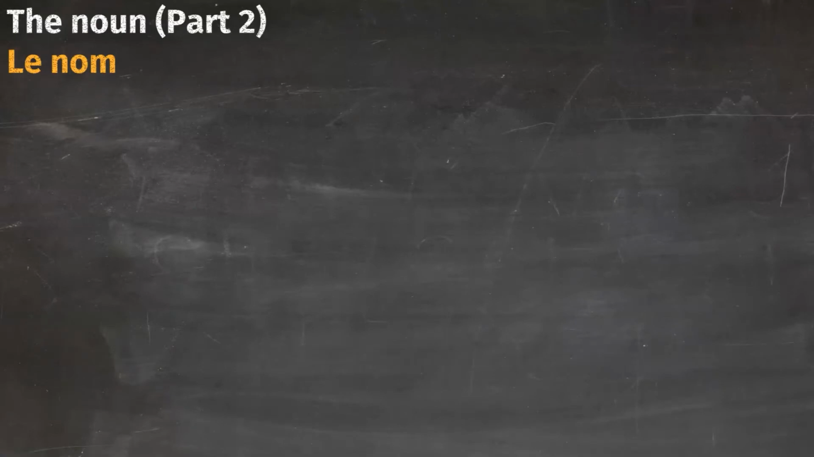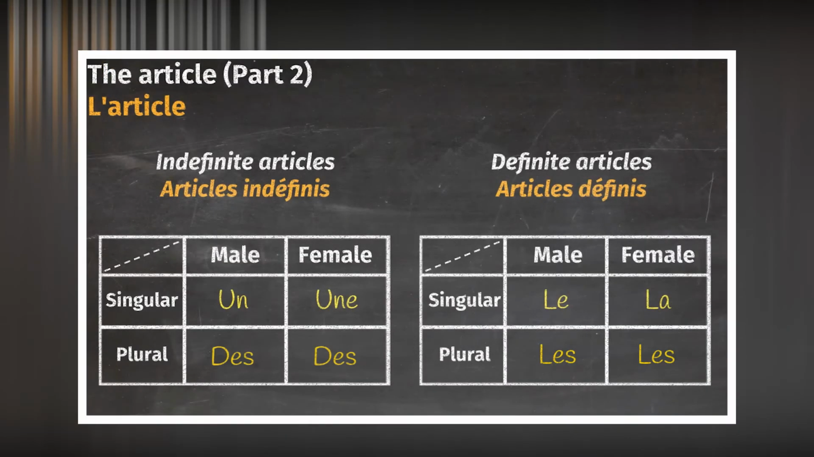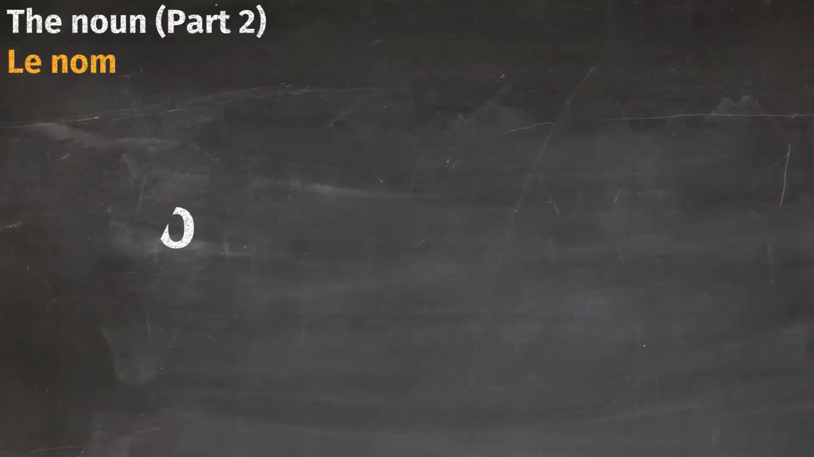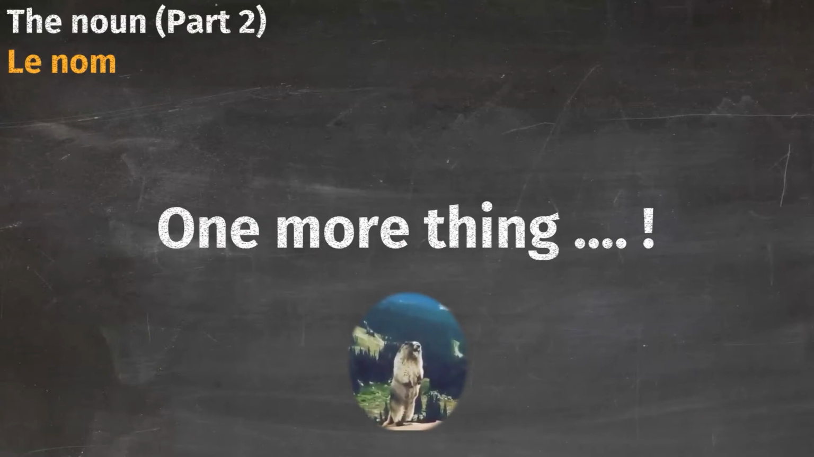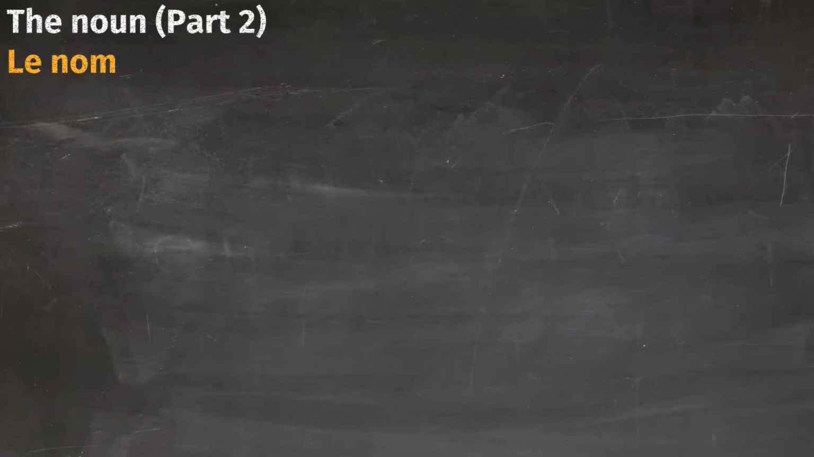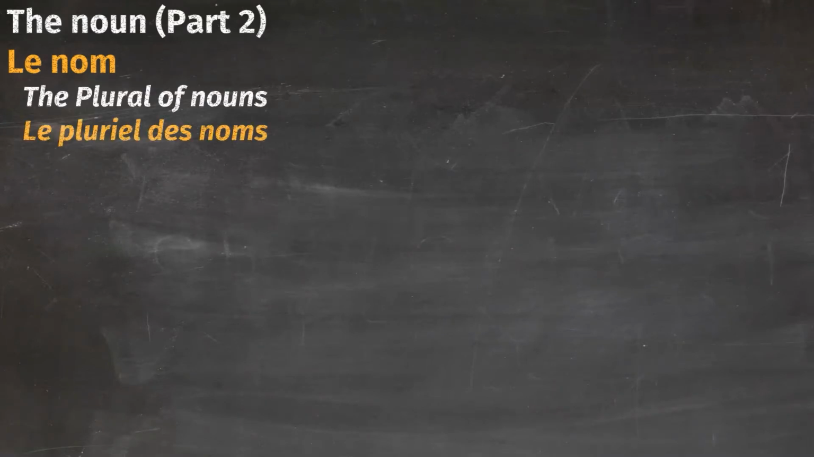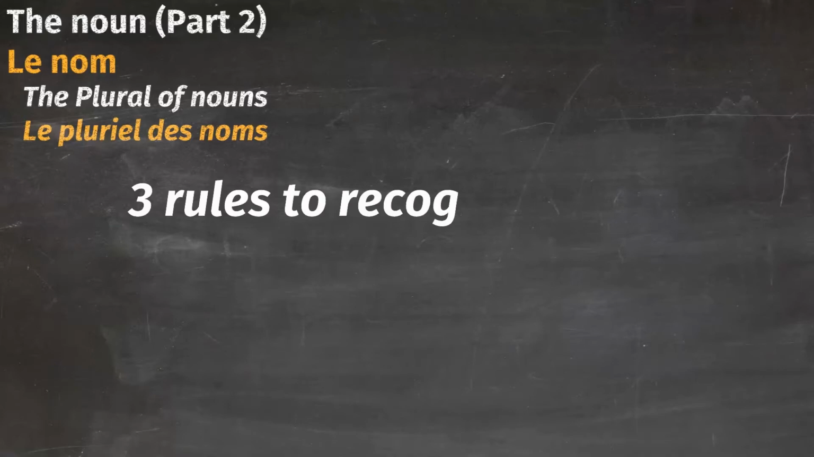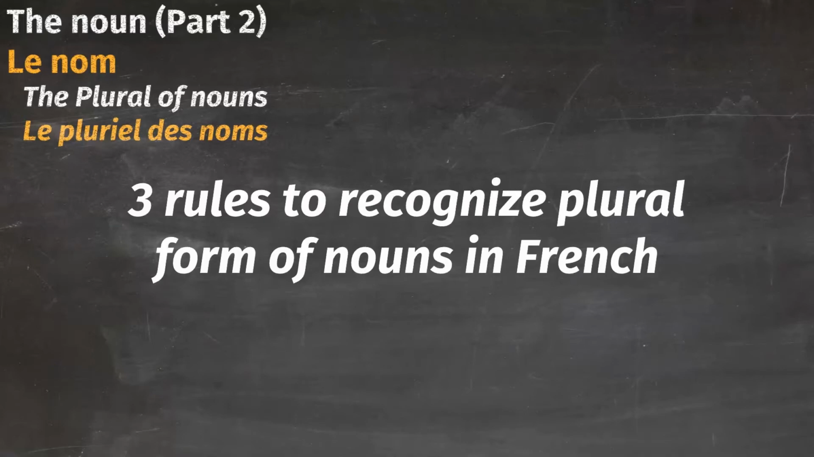Now that we learned everything about articles, I mean both types, definite and indefinite articles, in the French language, there is only one more thing to consider. Come on, it's not that difficult. We can do it. We actually need to be able to recognize the plural form of a noun. Otherwise, we cannot choose the correct plural article.